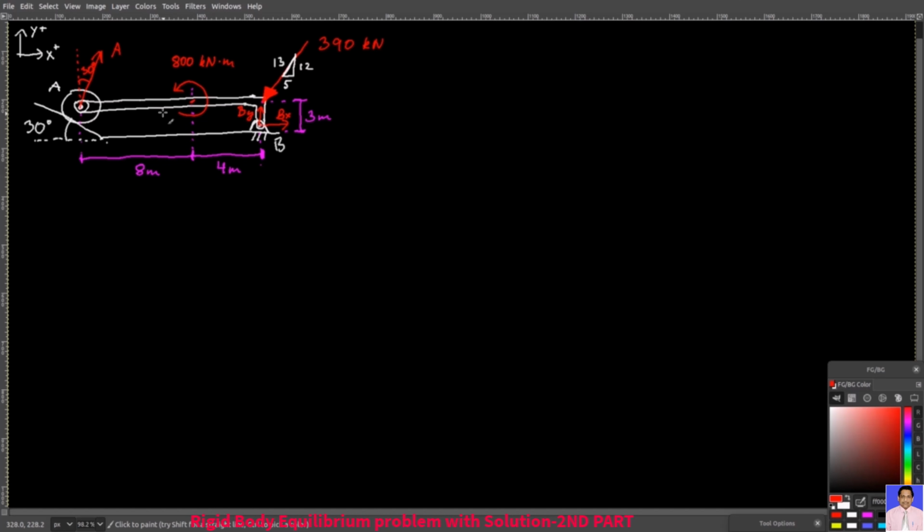We can decompose this A vector like this. The A force equals, and then this is the x component, and this is the y component. In other words, this is AX, and this is AY. These are the reaction forces. We have identified them. Let's now use the rigid body equilibrium principle to find them.